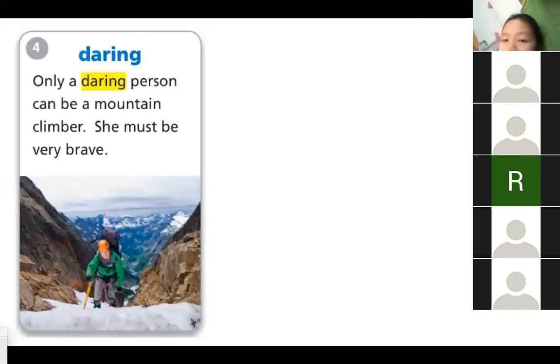Okay, so let's look at another sentence. Daring. Only a daring person can be a mountain climber. She must be very brave. So, Chalam, what is our part of speech for the word daring? So what kind of word is it? Is it a noun, an adjective, a verb? An adjective. What is daring telling us more about in this sentence? It's telling more about a brave people. Okay, right. It's telling more or describing the person.